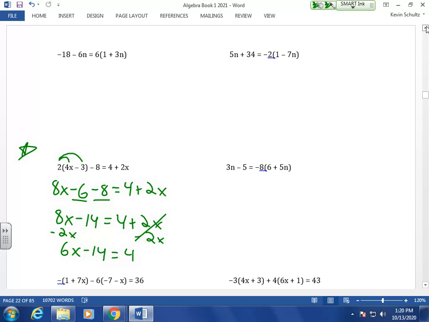McKenna. So when we check it, do we do the distributive? Yeah, so let's just solve this out. So we get 6x equals 18. You should get 3 as an answer here. Okay?